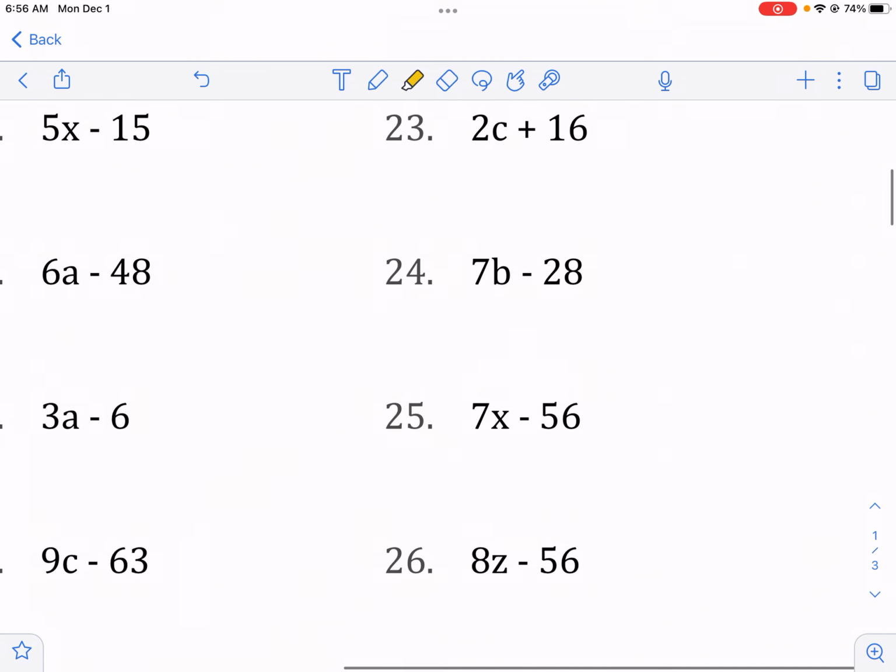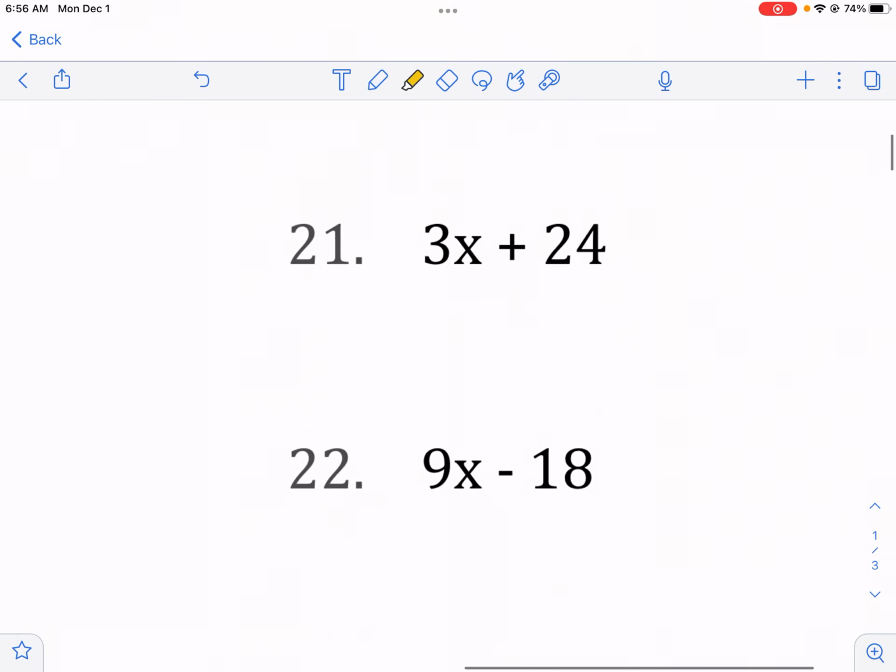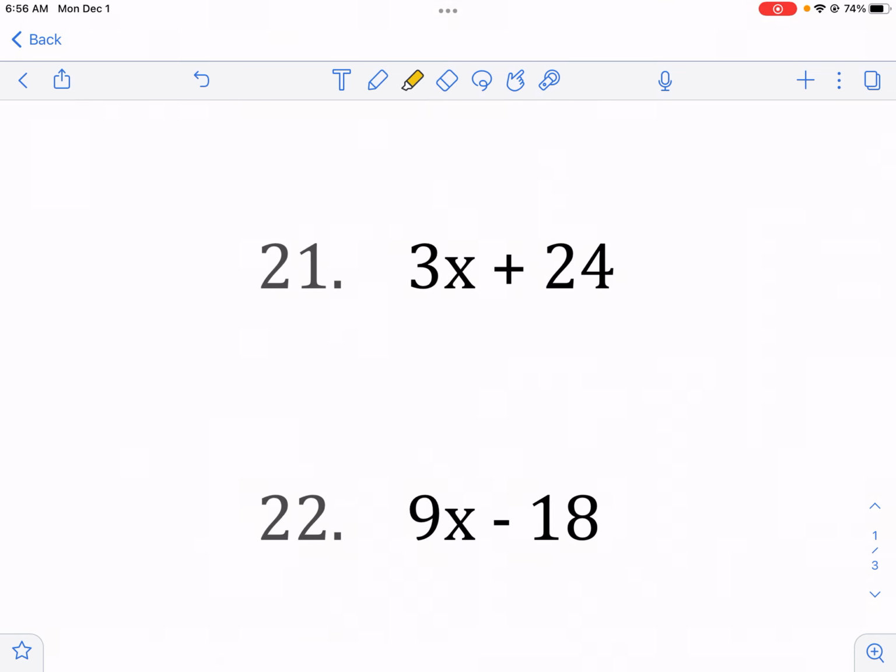Let's look for a few more. Maybe what about this one? 21. So 21, we have 3x and 24. Copy down the 3. 3 is a factor of 3, and 3 is a factor of 24. So I'm going to put an 8 here. 3 times 8 gives me 24. I'm going to copy down the plus sign, and then I can write the x right there, and I'm done.